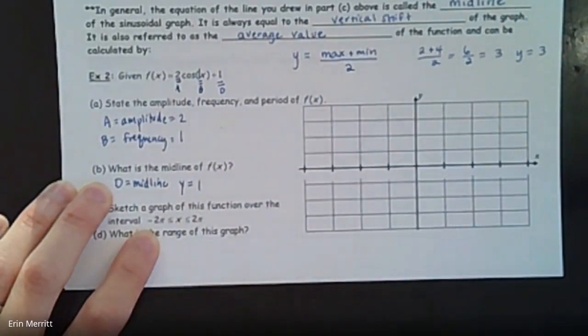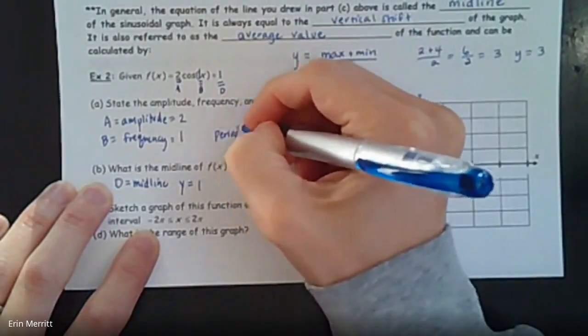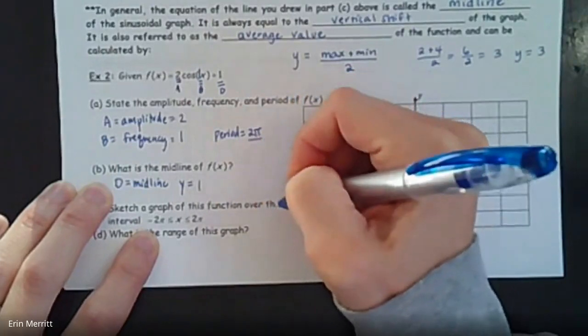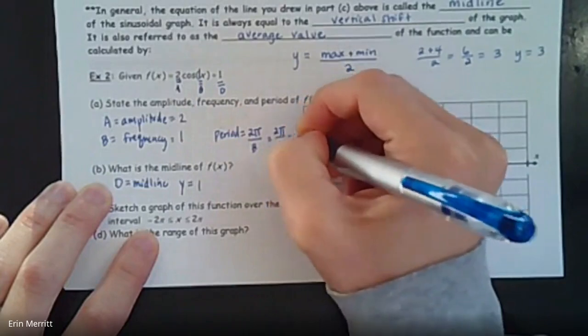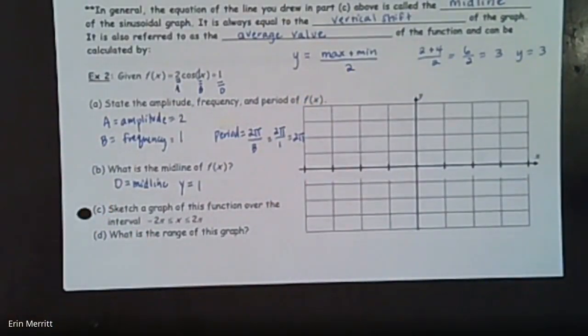As for part A, it also asked us for the period. So reminder, the period or the length of one cycle is always 2 pi divided by whatever the b value is. So in this case, 2 pi divided by 1 means that the length of one cycle will just be 2 pi, just like it would normally be for the parent function. Okay, now it says sketch the graph from negative 2 pi to positive 2 pi. What's the range of the graph? So on. All right, so let's see if we can do the sketch.